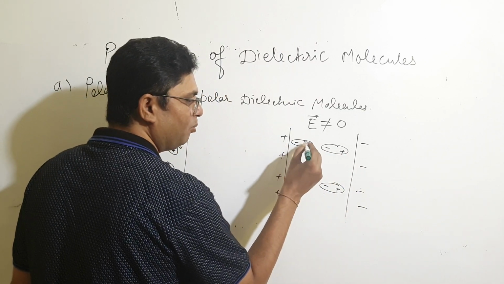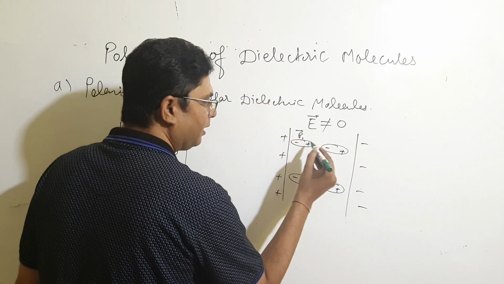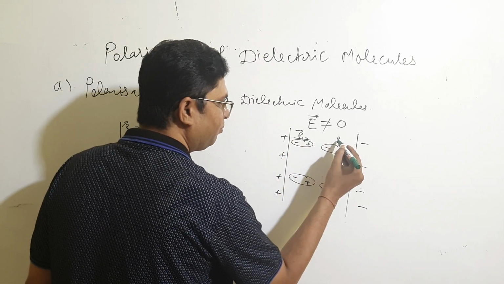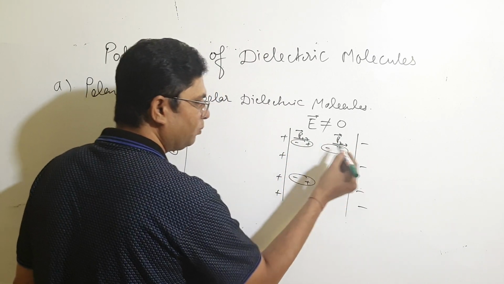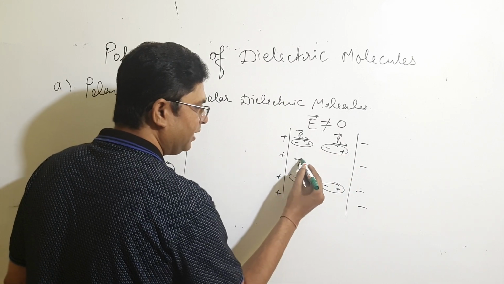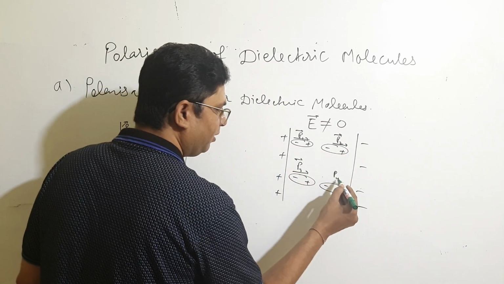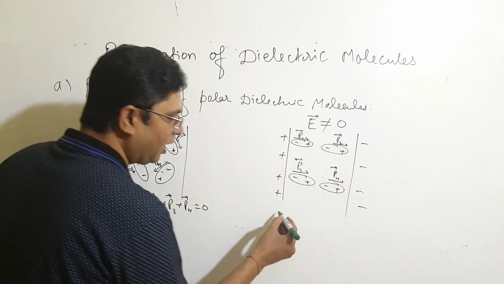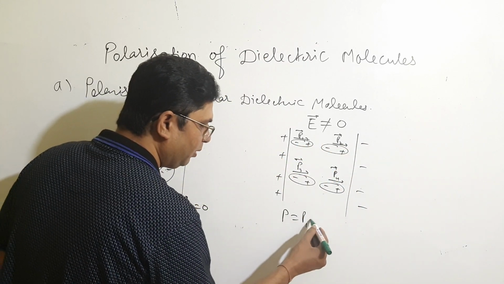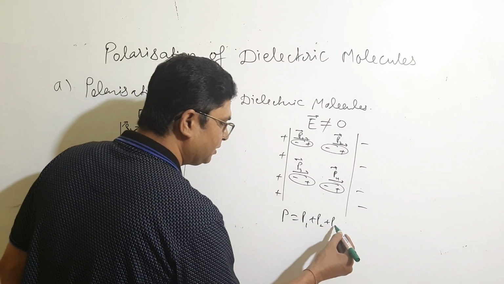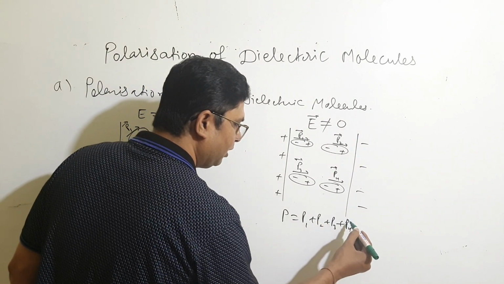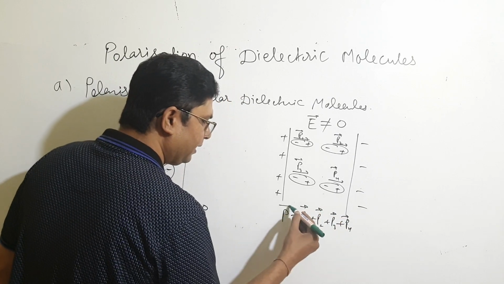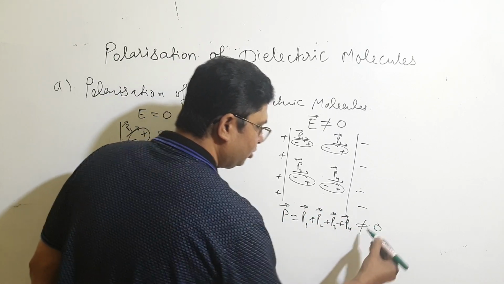We know its dipole moment is P1, direction minus to plus. It has P2 minus to plus. It has P3 minus to plus. It has P4 minus to plus. So all have the same direction. So you have P equals P1 plus P2 plus P3 plus P4. This intrinsic dipole moment is not equal to 0.